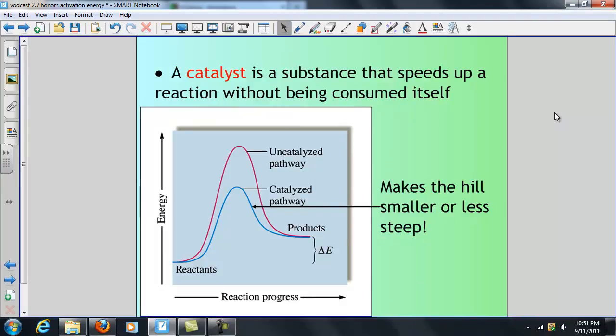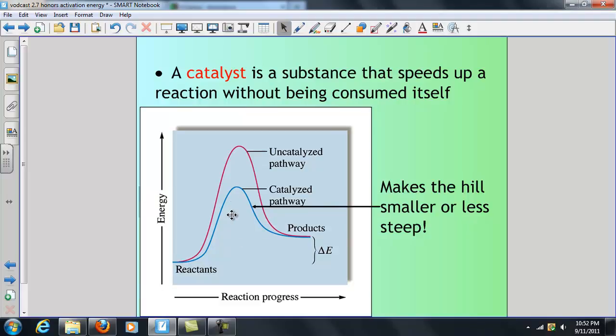One last thing here. A catalyst, what a catalyst does, and you guys heard about catalysts in biology, you called them enzymes, you said that they were biological catalysts. And the definition of catalyst that we usually get is up here. It's a substance that speeds up a reaction without being consumed itself. But what that really means for us in terms of collision theory and in terms of kinetics is that a catalyst lowers the hill.